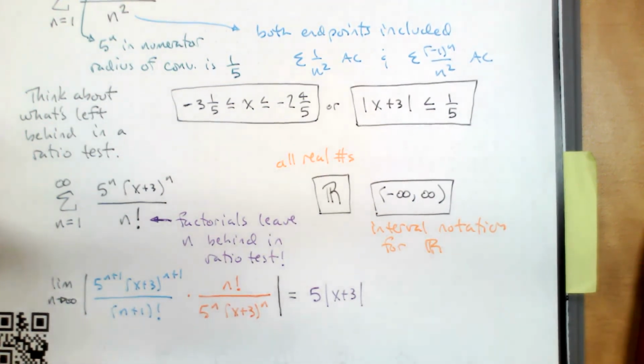Both of these factors no longer involve n, so I can take them out of the limit as n goes to infinity. 5 and the absolute value of x plus 3 said, hey, all of our n's canceled out. Can we get out of here? And the limit's like, oh yeah, get out of here.